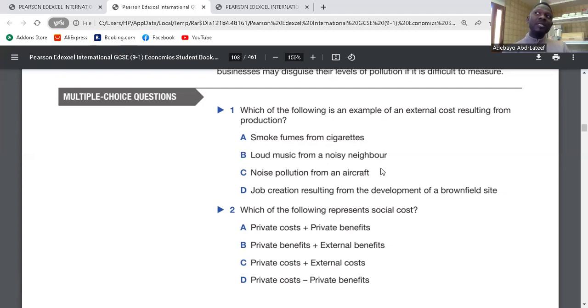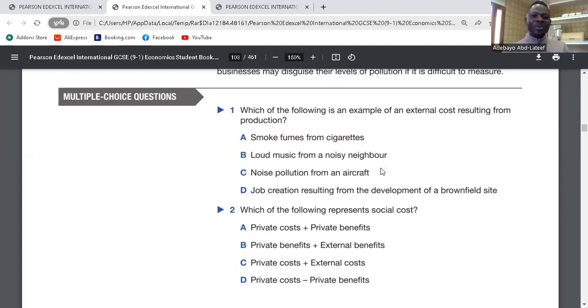Job creation resulting from the development of a brownfield site. So look at it too. Job creation resulting from the development of a brownfield site. And noise pollution from an aircraft. An aircraft, that's an aeroplane. The noise pollution is from where? Is it consumption or production? Consumption. It's consumption. And for the brownfield site, it should be a green field, but now it becomes brownfield because we have to build on it. That is external cost of production. So the answer is D.